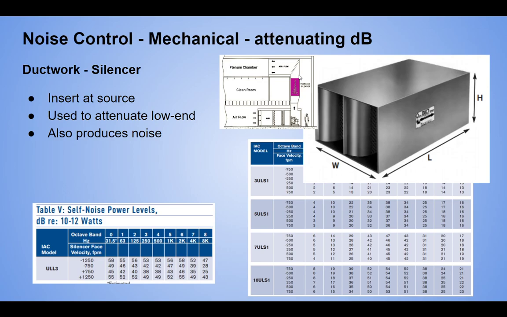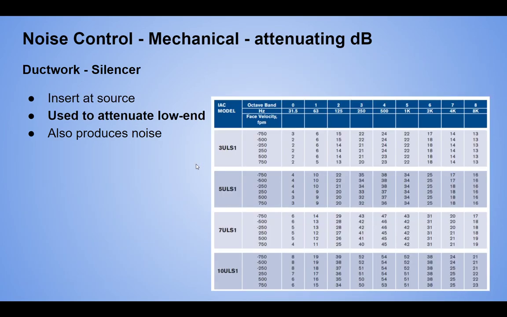And that's your level here. What you're trying to do is knock down this low frequency that you can't deal with in a duct liner, with the silencer, and bump the high frequency up. That's basically what you're trading off, but you're assuming that high frequency will be absorbed in this duct. So inserted at the source, used for low end attenuation.